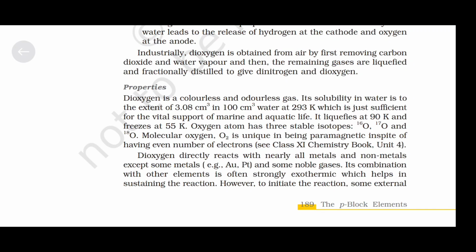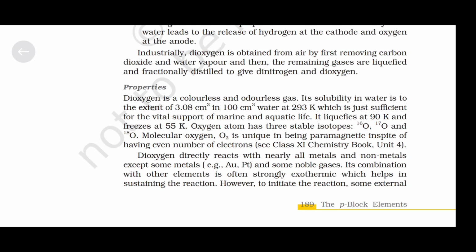Its solubility in water is to the extent of 3.02 cm cube in 100 cm cube water at 293 Kelvin, which is just sufficient for the vital support of marine and aquatic life. It liquefies at 90 Kelvin and freezes at 55 Kelvin. Oxygen atom has three stable isotopes, O16, O17 and O18.